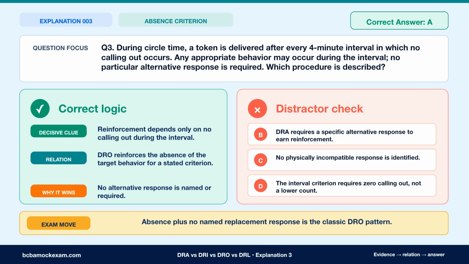Choose A, DRO. DRO reinforces the absence of the target behavior for a stated criterion. Use the same relation on the rest. B, DRA requires a specific alternative response to earn reinforcement. C, no physically incompatible response is identified. D, the interval criterion requires 0 calling out, not a lower count. Absence plus no named replacement response is the classic DRO pattern.